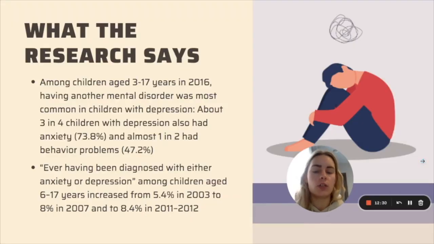So here's some information about what the research says about depression in teens. Among children aged 13 to 17 years in 2016, having another mental health disorder was most common in children with depression. Having two diagnoses is what we call comorbidities, and that can be depression and any other kind of mental health disorder, or it can be any two other kinds of mental health disorders. Today, we're going to specifically be talking about depression. About 3 in 4 children with depression also have anxiety, so that's 73.8%. And then almost 1 in 2 had behavior problems, so 47.2%.